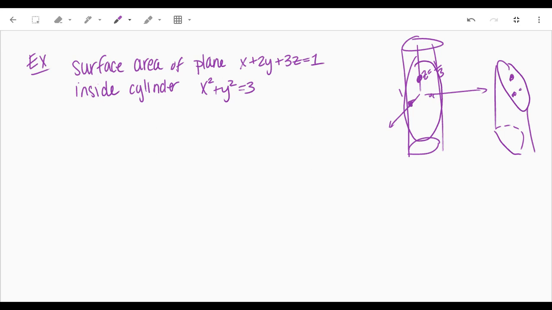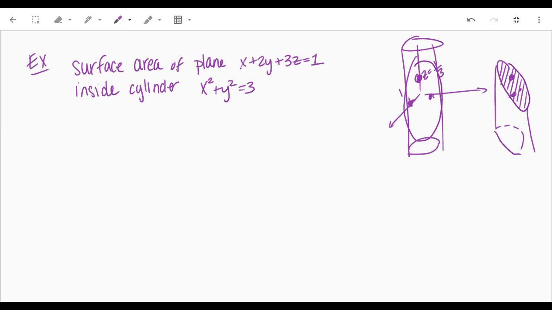So we're looking for the surface area of that plane as it slices through the cylinder. I hope it makes sense. The same 3 points that I drew on here would be kind of in the middle, just on that surface.